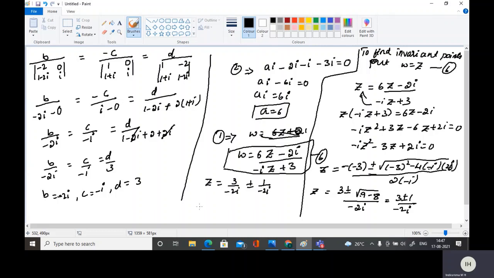These are the points that we got. Or we can write this as 3 plus or minus 1, right? Okay, I will write this as z is equal to (3 + 1) which is 4, by -2i, or (3 - 1) which is 2, by -2i. So 2 2s are 4. If you take i to the numerator, it becomes -i, so minus minus cancel. So the answer is 2i. And here 2 and 2 cancel, take i to the numerator, it becomes -i, minus and minus cancel, therefore z is equal to i. So z is equal to 2i and z equal to i are the invariant points for the given transformation.